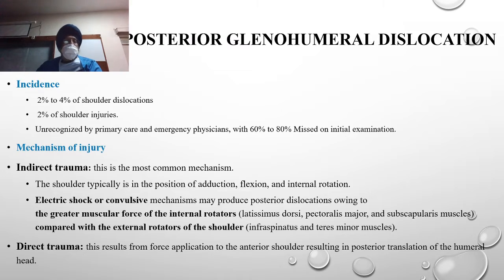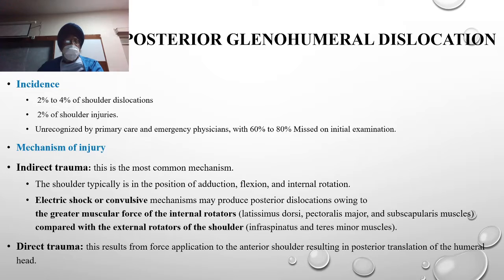Incidence: posterior glenohumeral dislocation accounts for 2 to 4% of shoulder dislocations, 2% of shoulder injuries. It is unrecognized by primary care and emergency physicians, with 60 to 80% missed on initial examination. Mechanism of injury: indirect trauma.